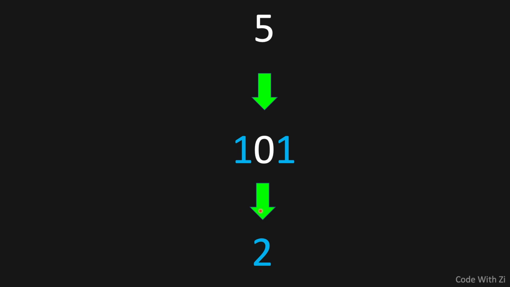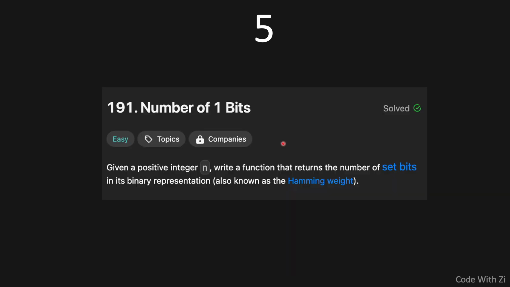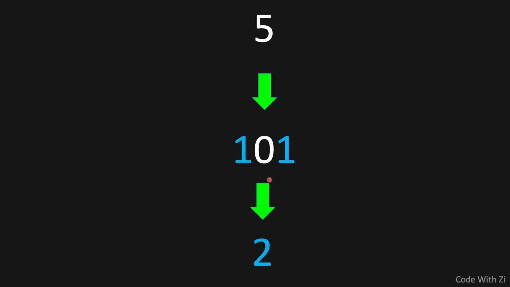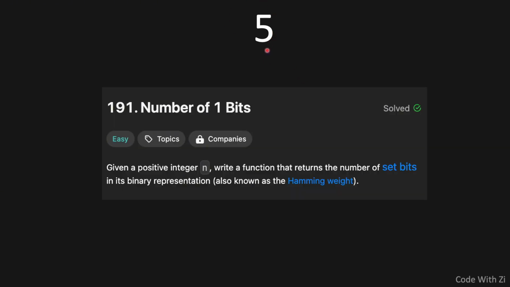It basically tells us to find the number of occurrences of the number 1. So when it says find the number of set bits, that's what it means. Basically, find out how many occurrences of the number 1 we have in the binary form of the number that we're giving to you. Alright, let's solve this together.